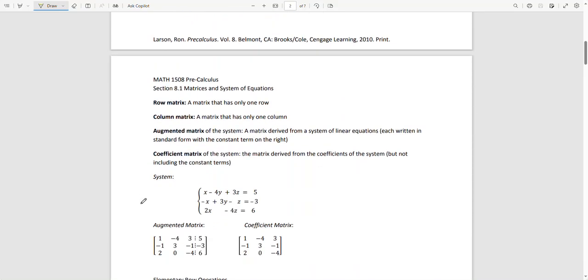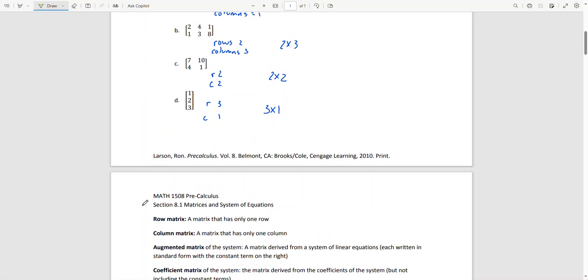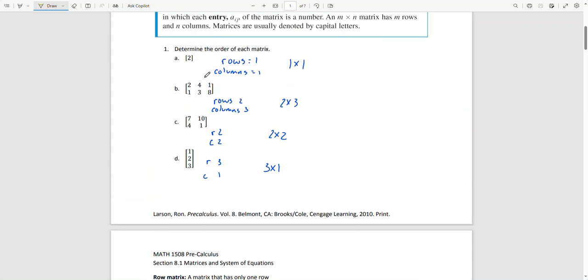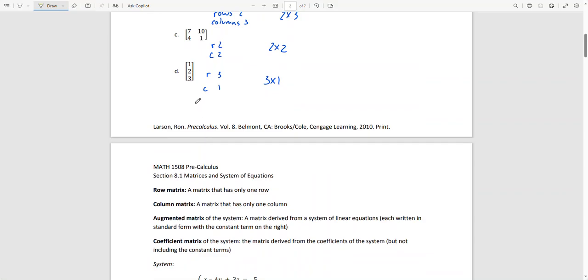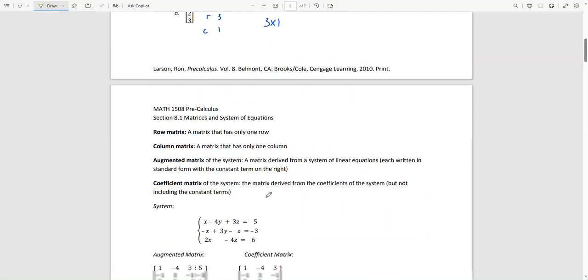Okay, now let's look at a couple of these definitions here. A row matrix is a matrix that only has one row. A column matrix is a matrix that has only one column. So this is a column matrix. This is a row matrix, I guess, but only by default. A row matrix would look like this, only horizontally instead.